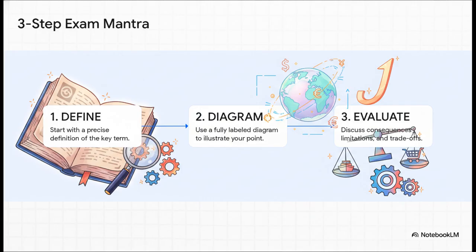Step 1, define. Start by clearly explaining the key term. Step 2, diagram. You must back up your words with a perfectly labeled diagram. And step 3, evaluate. This is where you get the top marks. Talk about the J-curve, mention Marshall-Lerner, and always discuss the policy conflicts.